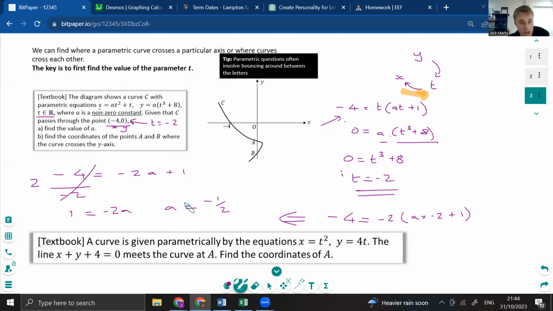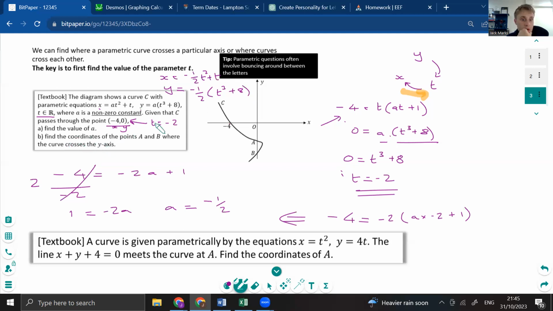a is a. So you can plug that back into these equations and you can probably do some more stuff with them. So let's do that. So let's say x equals -1/2 t² + t. And I'm probably going to use that again now. And y equals -1/2 t³ + 8.